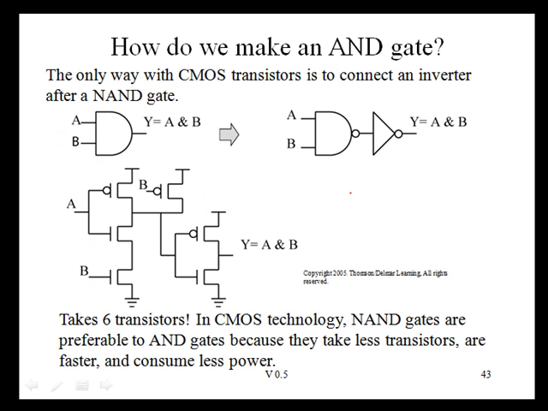So how do we make a 2-input AND gate? It turns out that a 2-input AND gate is actually a 2-input NAND gate followed by an inverter. If we count the transistors, the 2-input NAND gate will take 4 transistors, while the inverter will take 2. So to make a 2-input AND function, it actually takes 6 CMOS transistors. This is why NAND gates are preferable to AND gates in CMOS technology, because they end up taking fewer transistors, and they will be faster, because a NAND gate has only one level of logic to propagate through, while an AND gate has 2 levels of logic for signals to propagate through.